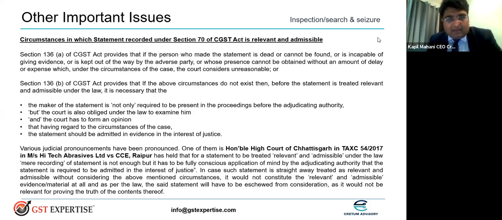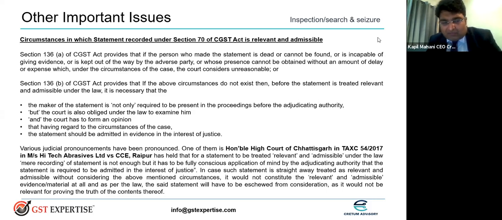Under A is being satisfied when the person who has issued the statement is dead and cannot be found, or is incapable of giving evidence, or is kept out of the way by the adverse party, or whose presence cannot be procured without an amount of delay.